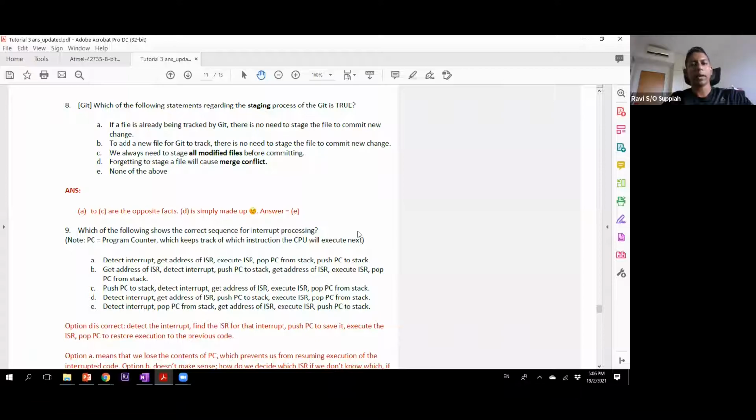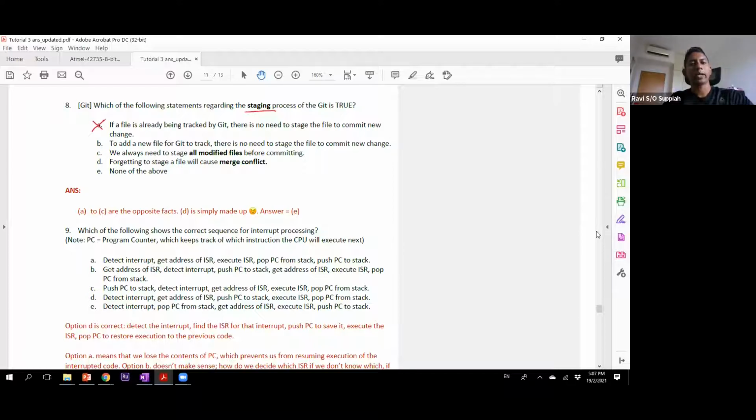Okay, so it comes back to the idea of staging. So what is staging? Whenever you want to commit, that means you always need to stage the file first and then you commit. So that is a standard process. So even though it's being tracked by Git, when you want to commit, you must stage. That's always the first step. You need to stage first and then you can commit. If you don't stage it, you cannot commit the file. So that is not true.